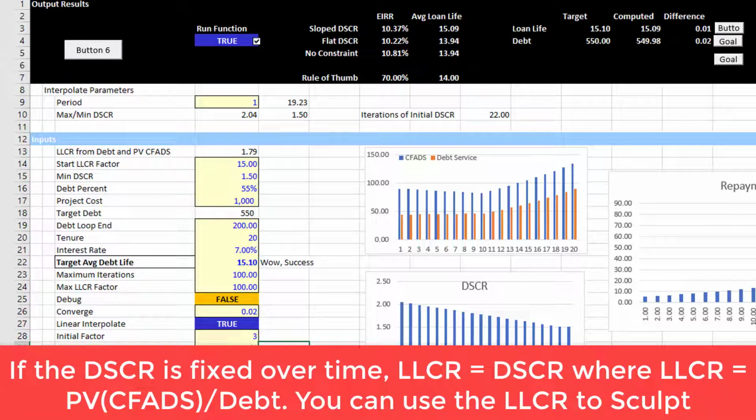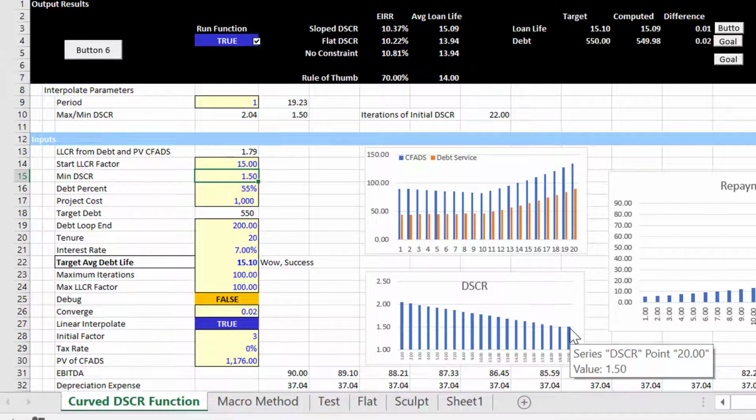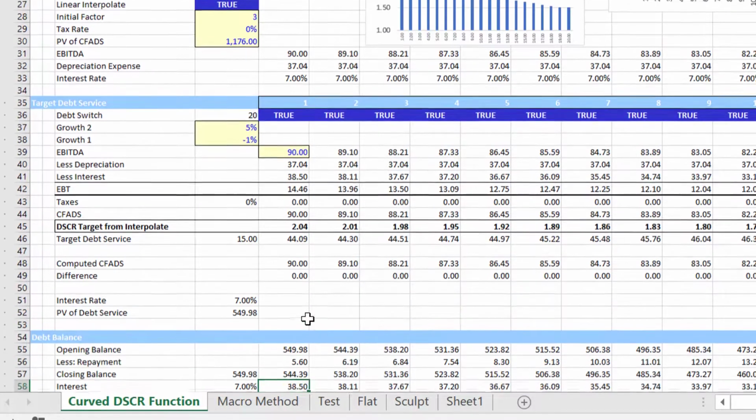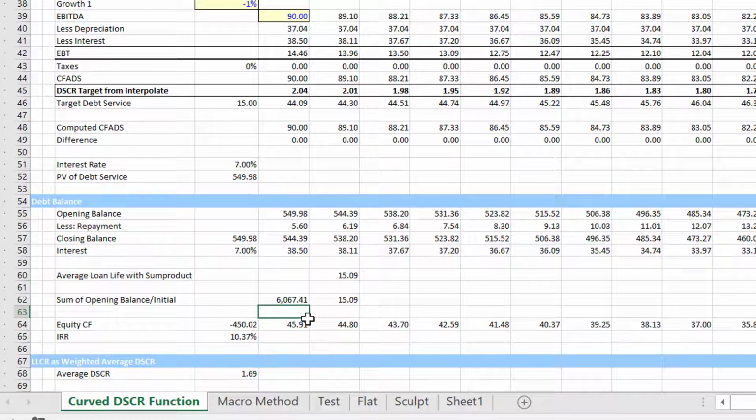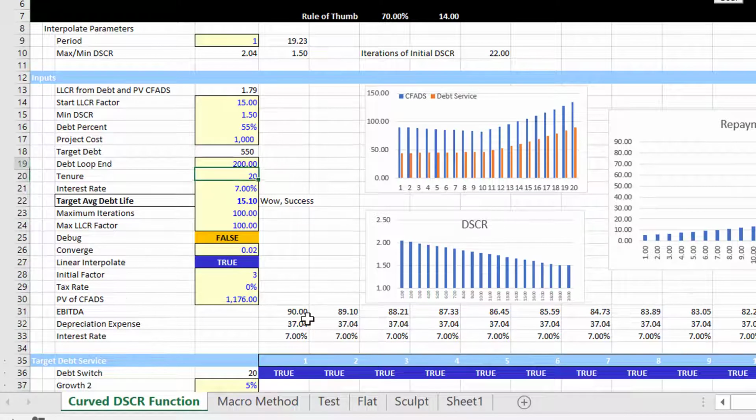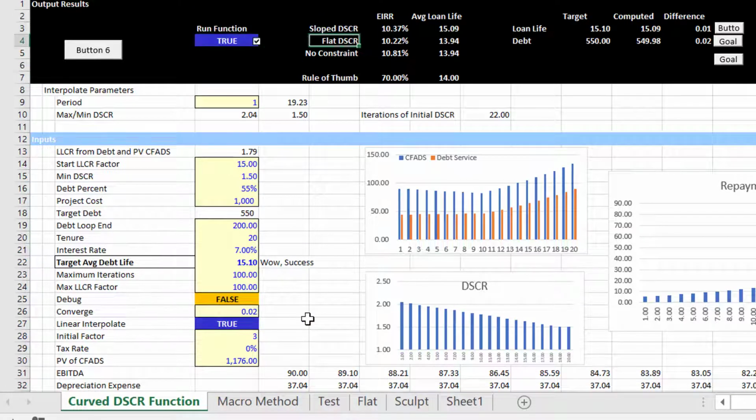So in this scenario that I have, I put in a minimum DSCR of 1.5. The LLCR would have given you 1.9. So the DSCR goes down to 1.5. But it starts higher. And when it starts higher, the net present value of the debt, somewhere down here, this net present value is exactly what you're aiming for. Okay, well, okay, 549.98. I have to maybe do a tiny bit more iteration to get it exactly right.